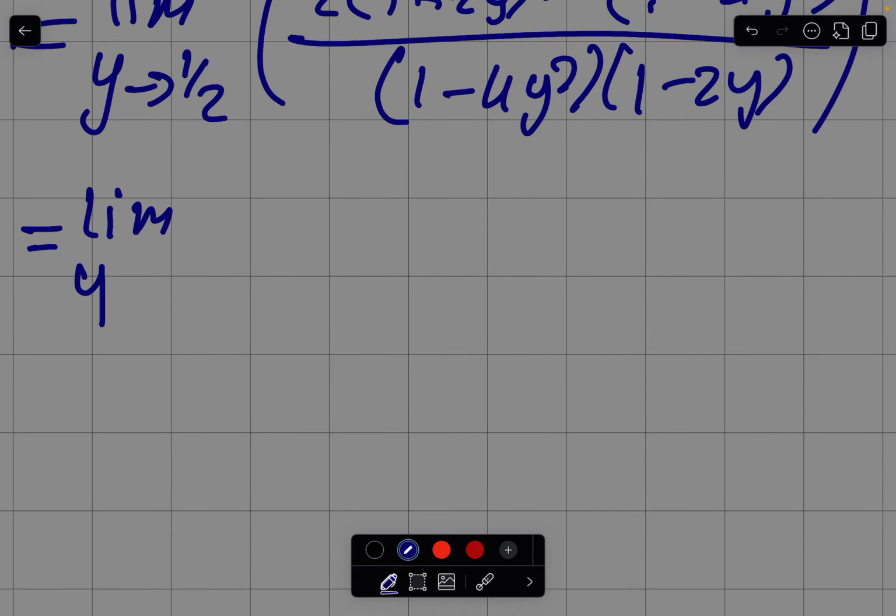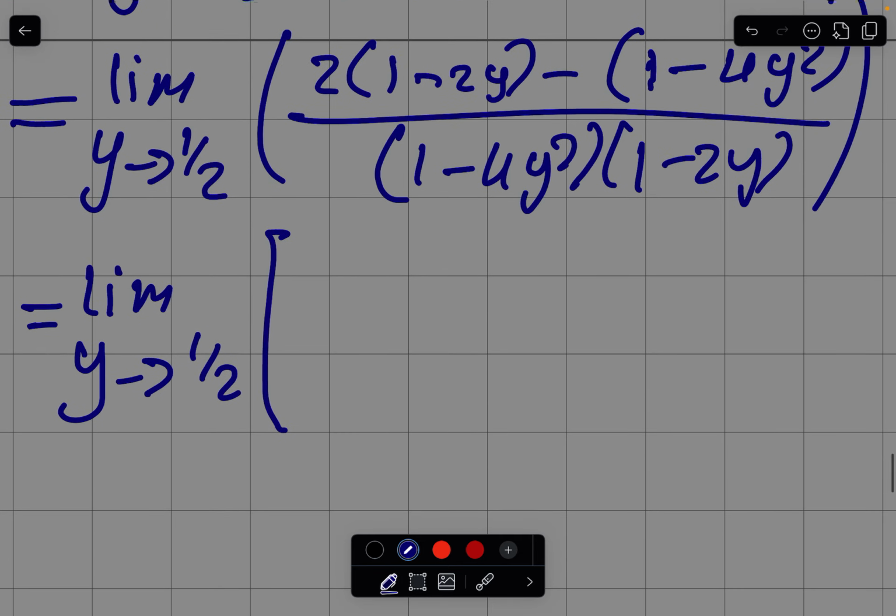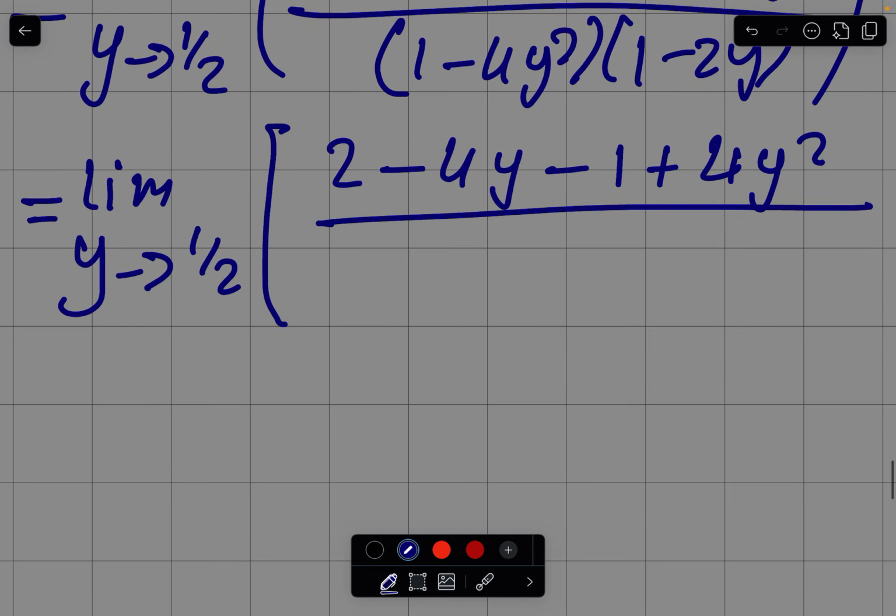Therefore you have the limit as y approaches 1 over 2 of what? 2 times that one is what? Is 2 minus 4y minus 1 plus 4y squared, all divided by what? You can still say this thing is the same as what? 1 minus, if you want and if you understand, this is the same as, this pencil is out of battery.